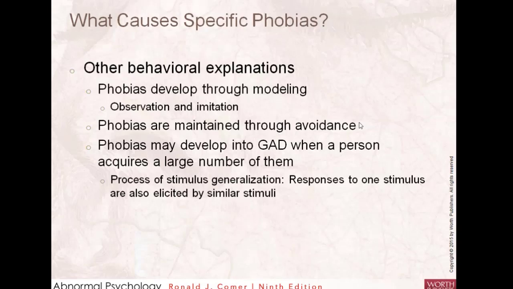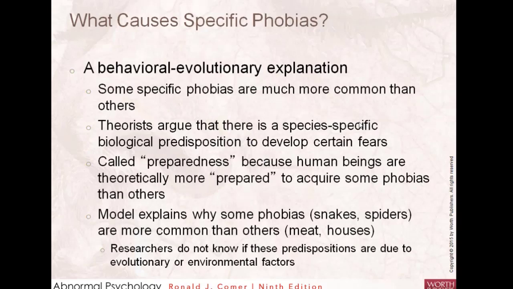Also, a person who has one phobia may develop other phobias and can potentially even end up with generalized anxiety disorder if there are enough separate situations that create anxiety. So, what causes specific phobias? Well, one thing that's interesting is that there are certain things that are much more likely to be the object of a phobia than others.